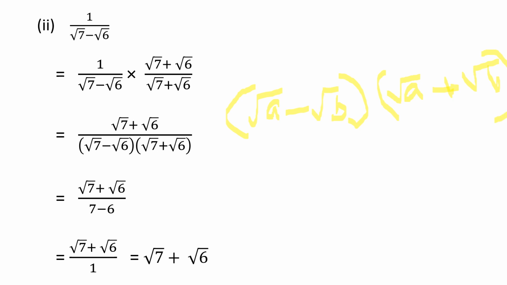What is the formula? Formula is a minus b, right? So here root a is root 7, root b is root 6. So what is a? A is 7. What is b? B is 6. So I write a minus b. A minus b is my formula. So a minus b is 7 minus 6. I substitute, right? 7 minus 6 from this step. So I get 7 minus 6 is 1, as you can see.